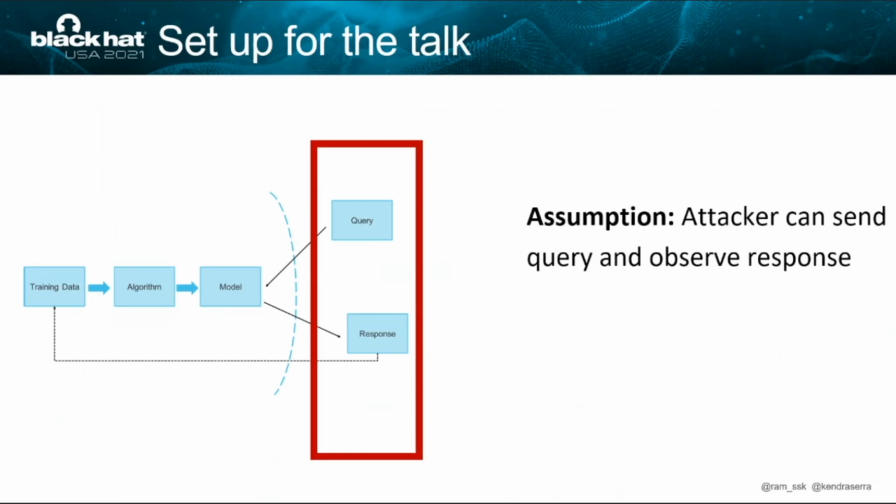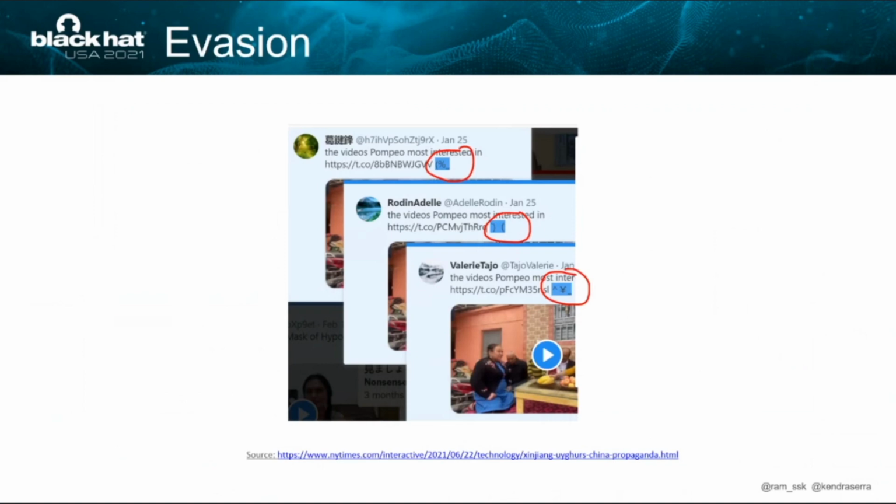Now, even with such a strict restriction on what the attacker can do, there are a whole bunch of things that she can achieve. The first one is called evasion attack. This is when an adversary is sending specially crafted queries to the machine learning system, and then can control the response from the machine learning system.